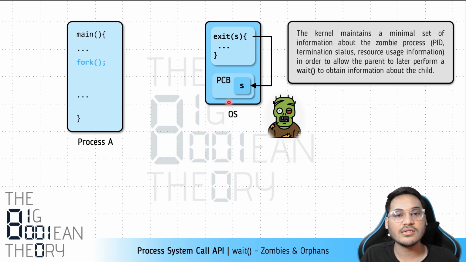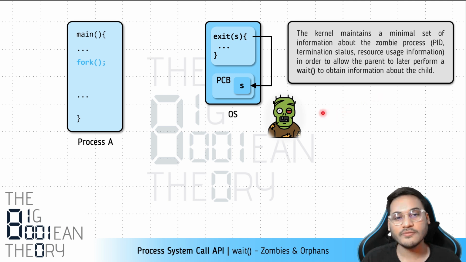It is just a data structure where all of the information associated with the process is kept. So that is why this is a zombie process. It's just a PCB. So we can see that the kernel maintains a minimal set of information about the zombie process. Obviously, in the process control block, what is this information? The process ID, the unique identifier of the child process, the termination status, basically this exit code, and some resource usage information in order to allow the parent process to later perform a wait and obtain all of this information about the child, right?